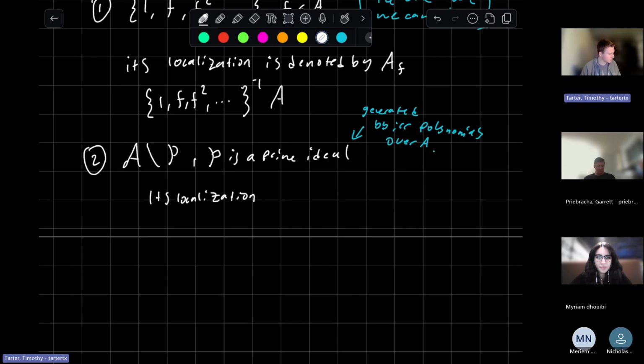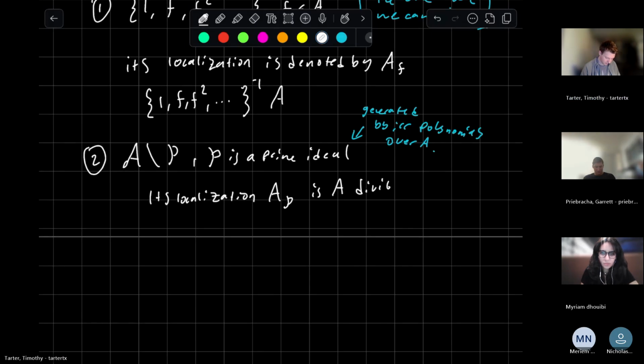But the localization by this prime ideal P is denoted by A subscript P, which is kind of the opposite of what we would think. A_P means you're allowed to divide by elements not in P. It is A divided by elements not in P.